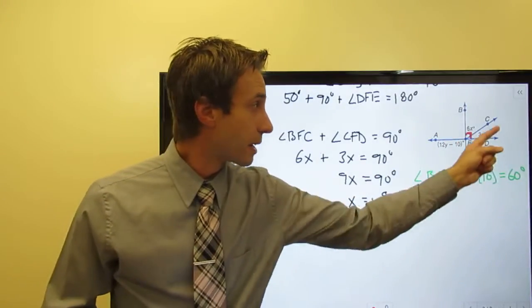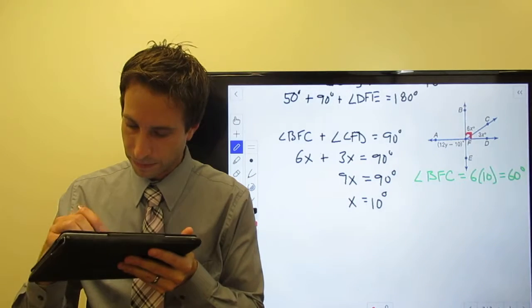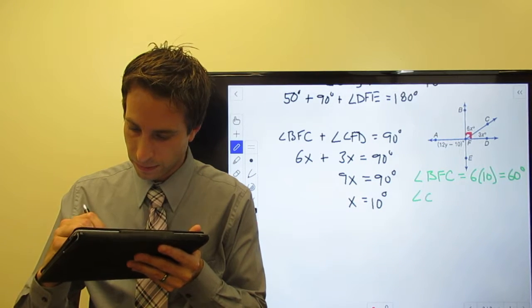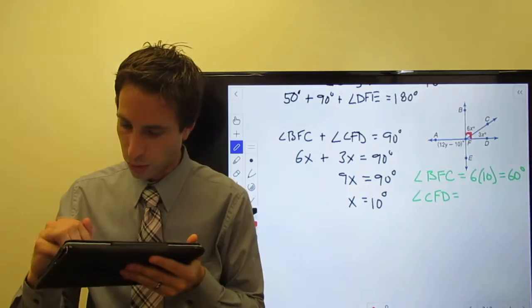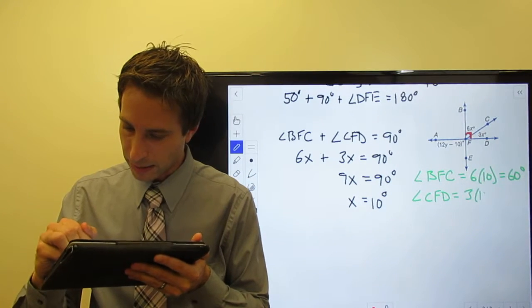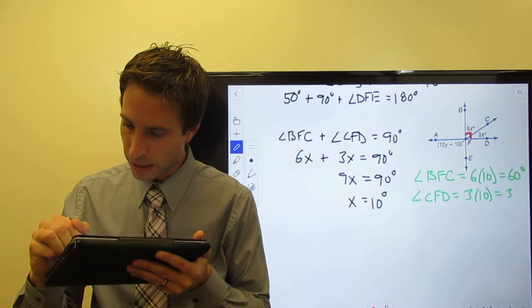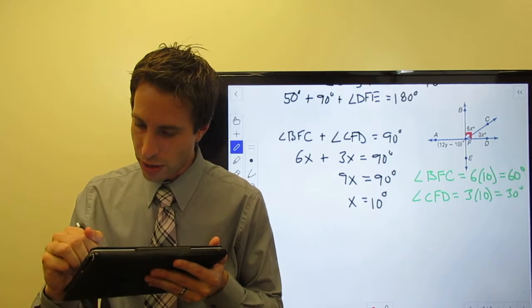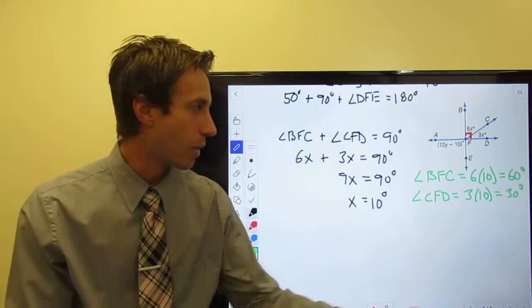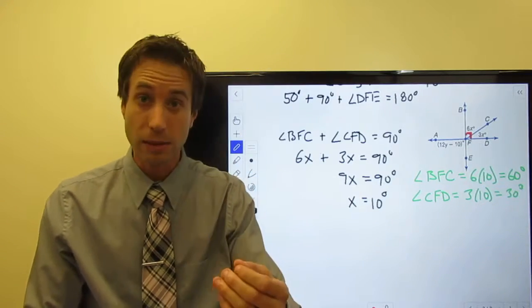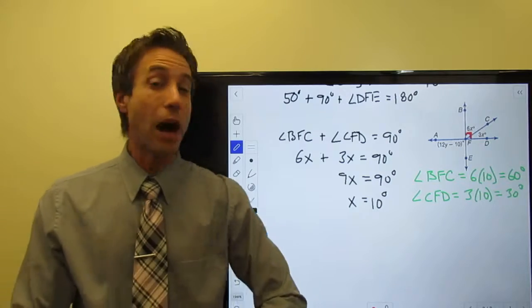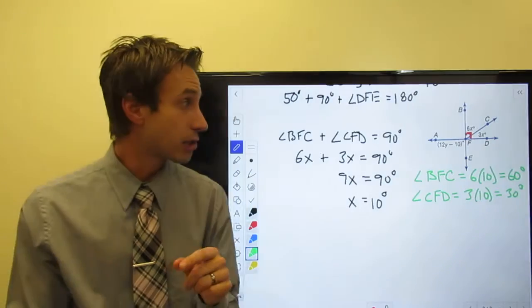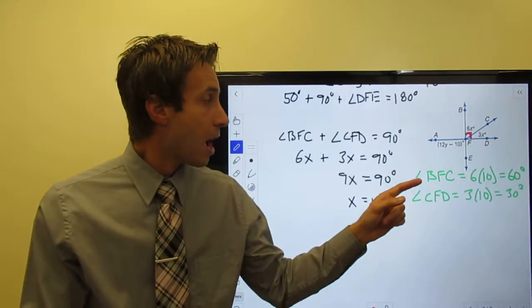Let's keep going. Find CFD. Well, CFD is going to be 3 times x, which would be 3 times 10, which is going to be 30 degrees. And sure enough, just real quick looking at that, 60 plus 30 is 90 degrees, right? And that's my right angle. Now, if you keep taking a look at this, here's what I know.